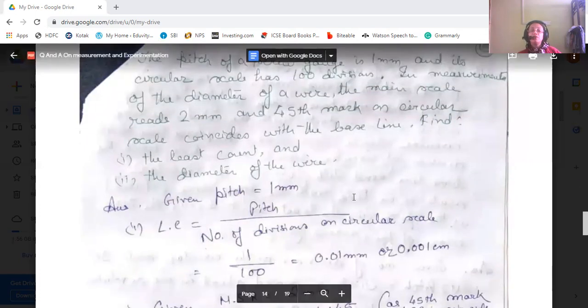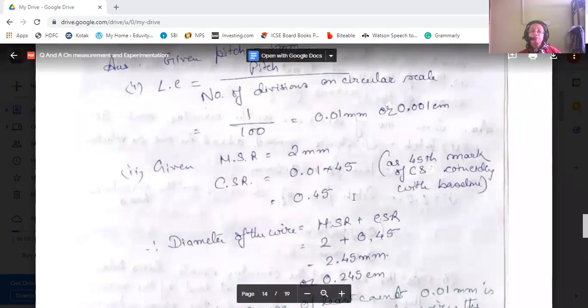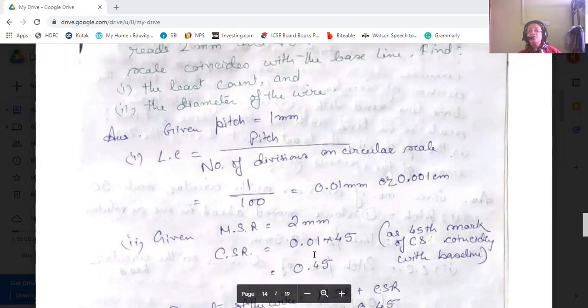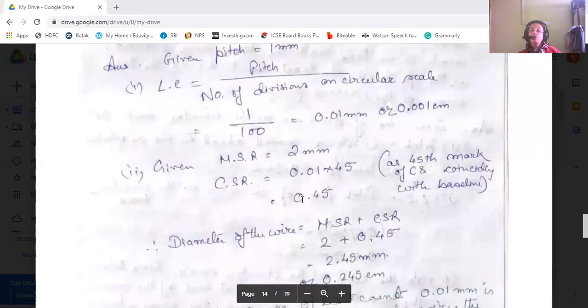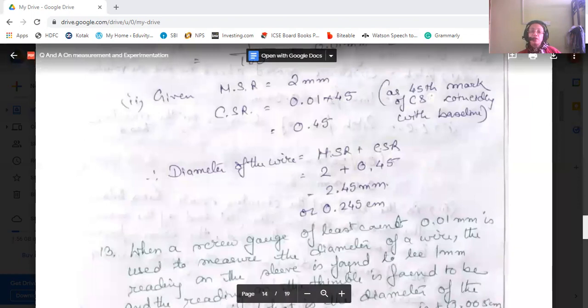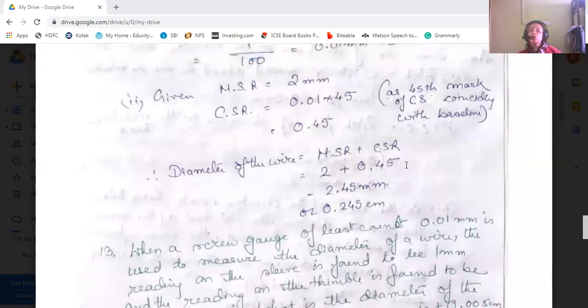Now next thing is the diameter of the wire. For this, we take the main scale reading, which is given as 2 millimeters, and the circular scale reading as 0.01 into 45, as the 45th mark is coinciding. So 45 into the least count will give us how much? 0.45 millimeters. Okay, so that will be main scale plus circular scale reading for the diameter. So 2 plus 0.45 is equal to 2.45 millimeters or 0.245 centimeters.